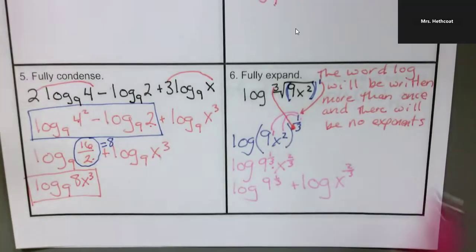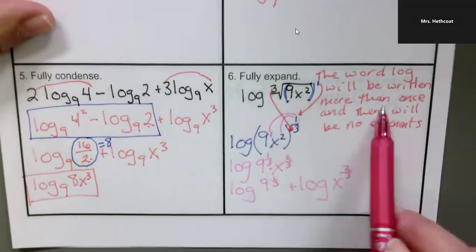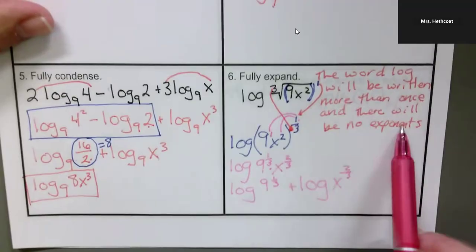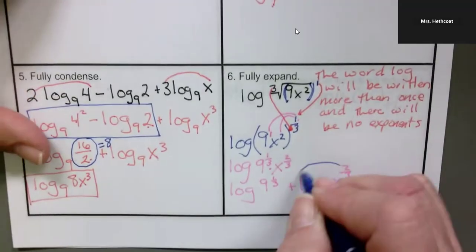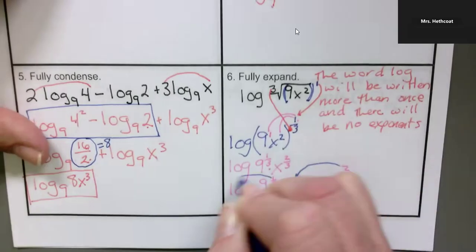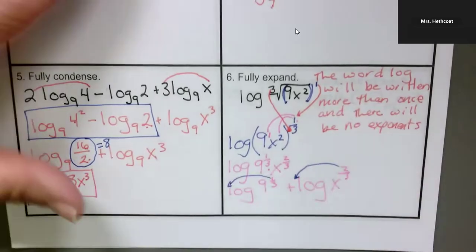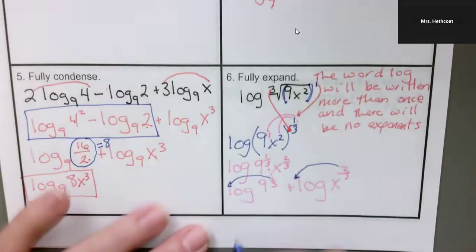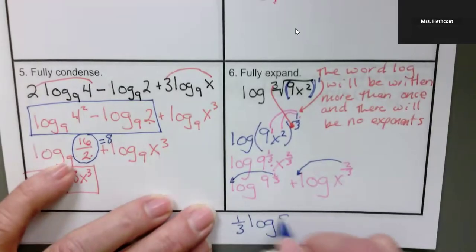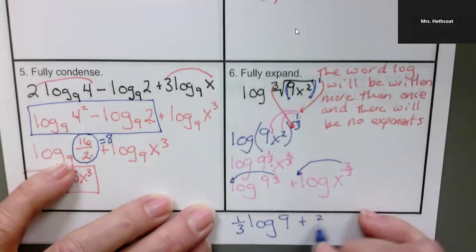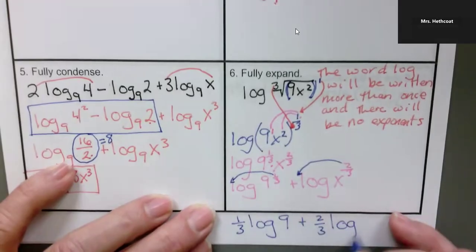Beautiful. So we have the word log more than once, and there will be no exponents. So our exponents need to go out in front to become leading coefficients. So we end up with the answer of 1/3 log of 9 plus 2/3 log of x.